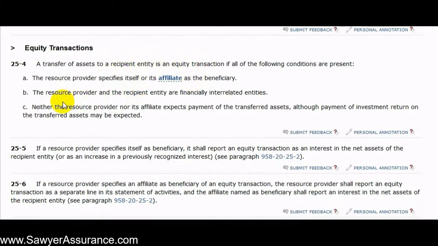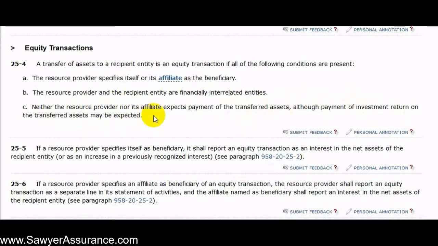And as a second condition, the resource provider, this will be the one transferring assets to the recipient entity, and the recipient entity are financially interrelated entities. And we've defined this back in the scope section in a prior video, so you can go back to that section to remind yourself of what this means. And the third condition would be that neither the resource provider, that's the one transferring assets to the recipient entity, nor its affiliate expects payment of the transferred assets, although payment of investment return on the transferred assets may be expected.